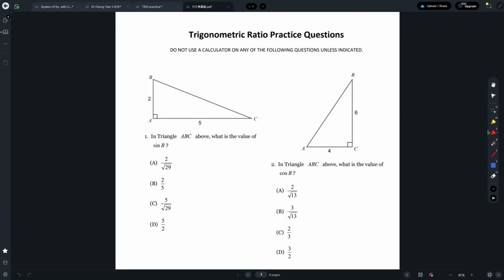Today we're going to be looking at some trigonometry, and more specifically, we're going to be looking at trigonometric ratios in some SAT questions. So the first questions are pretty easy, but I will be going over them. And so yeah, feel free to pause and see if your answers line up.